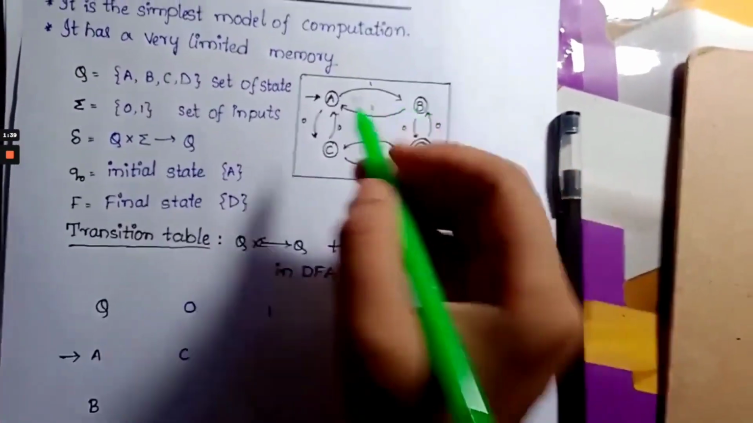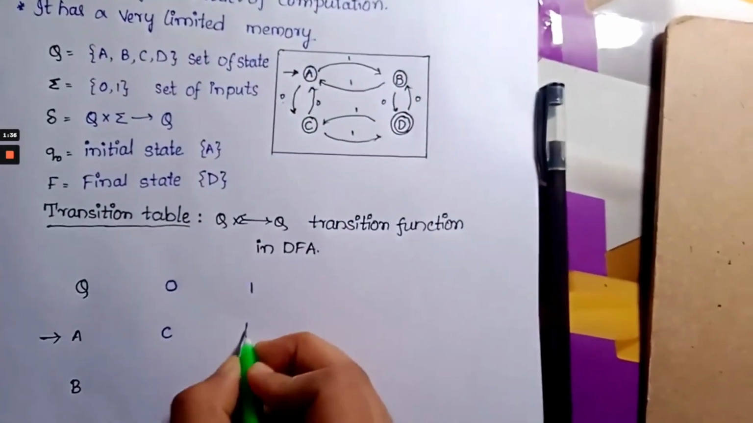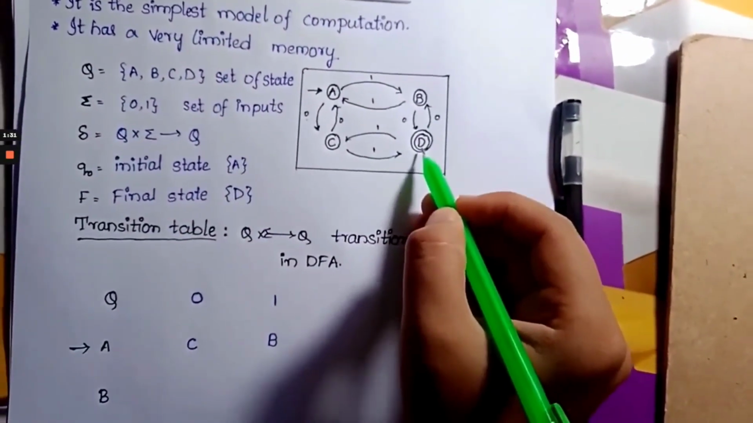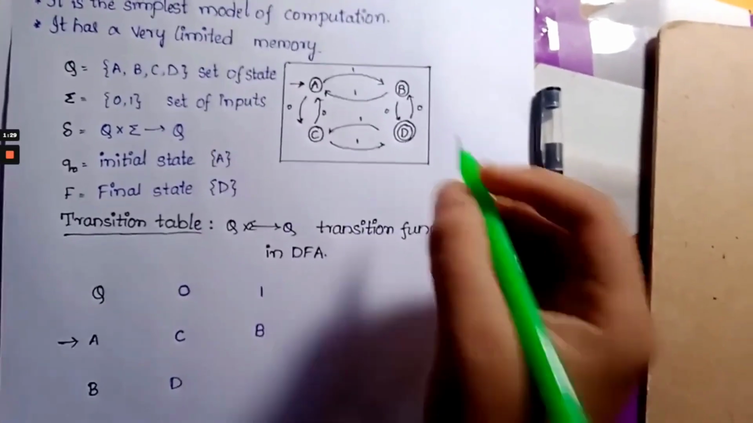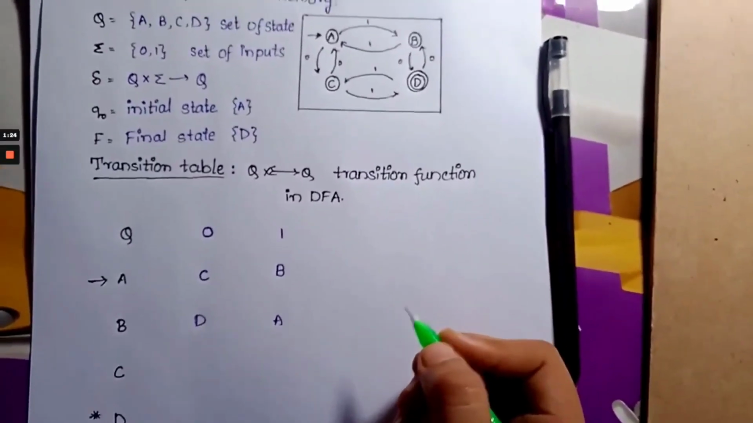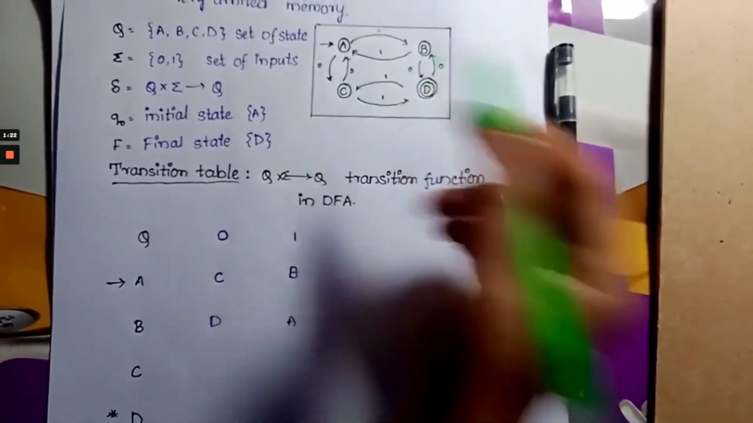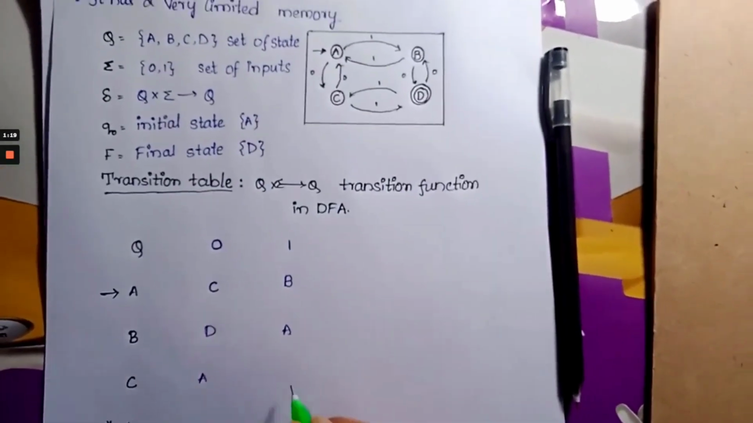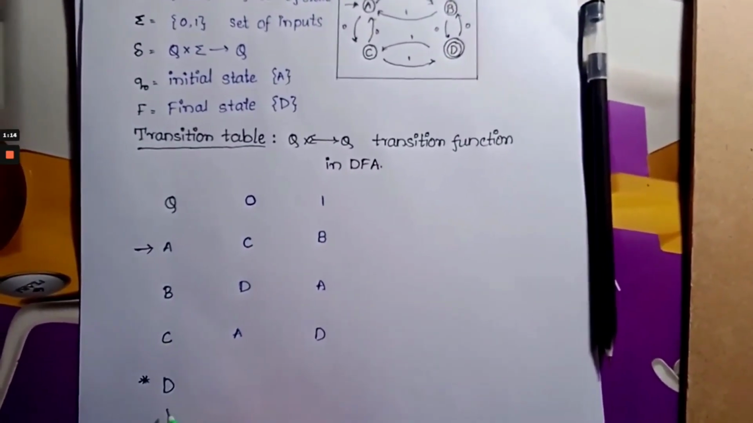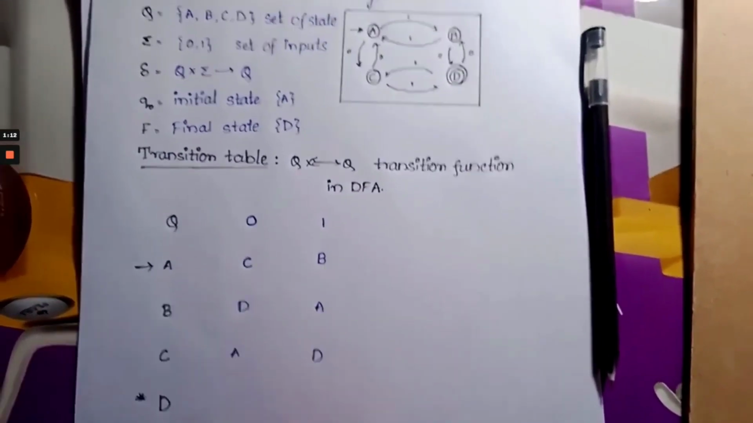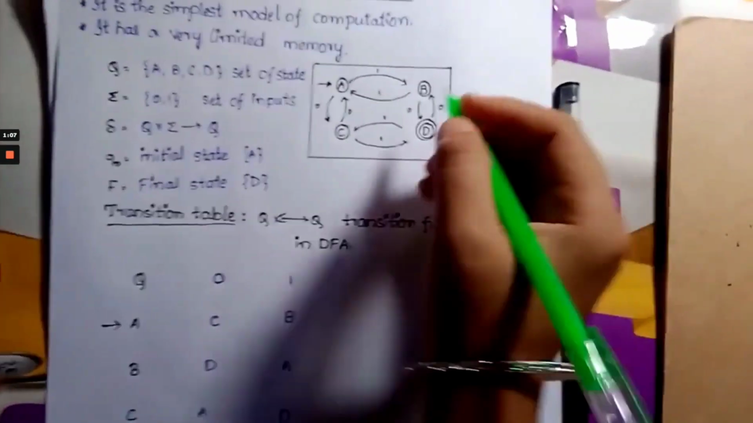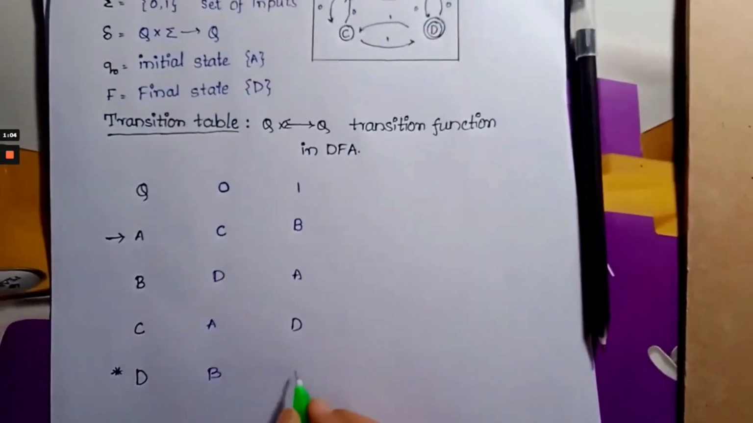If 0 is the input, A goes to C. If 1 is the input, A goes to B. If 0 is the input, B goes to D, which is the final state. If 1 is the input, B goes to A. If 0 is the input, C goes to A. If 1 is the input, C goes to D. If 0 is the input, D goes to B. If 1 is the input, then D goes to C.